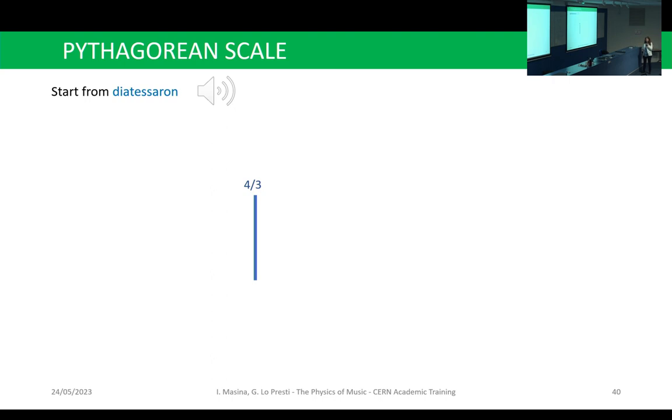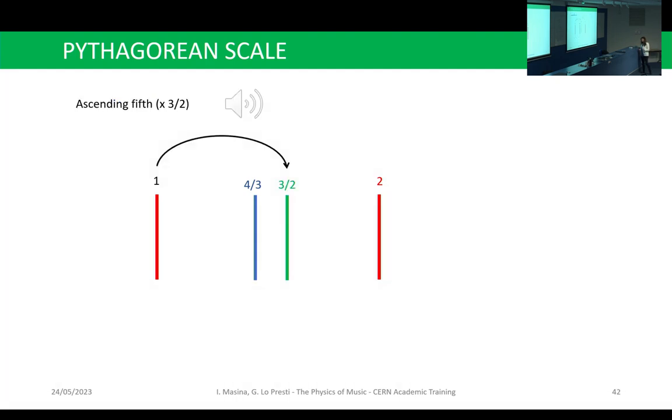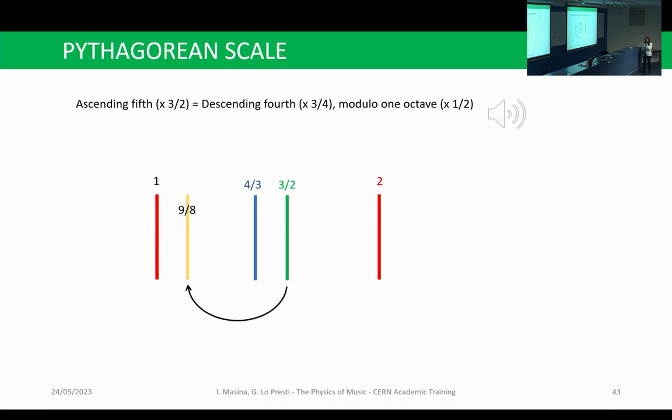Start from the tetrachord, because actually you start from the fa. Okay, it's a fa. Go now, ascending by a fifth is equal to descending by a fourth modulo one octave. So we descend by a fourth, which is equivalent to ascending by a fifth. And you have your do. And continue the process. Up, sol, go down, re, again.